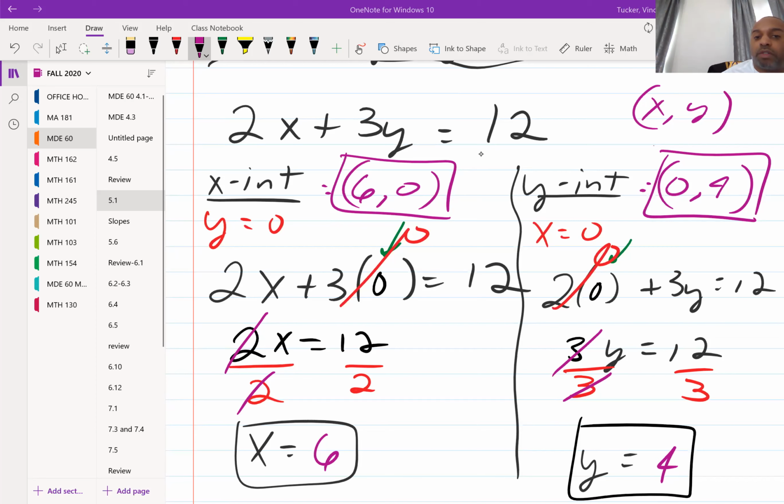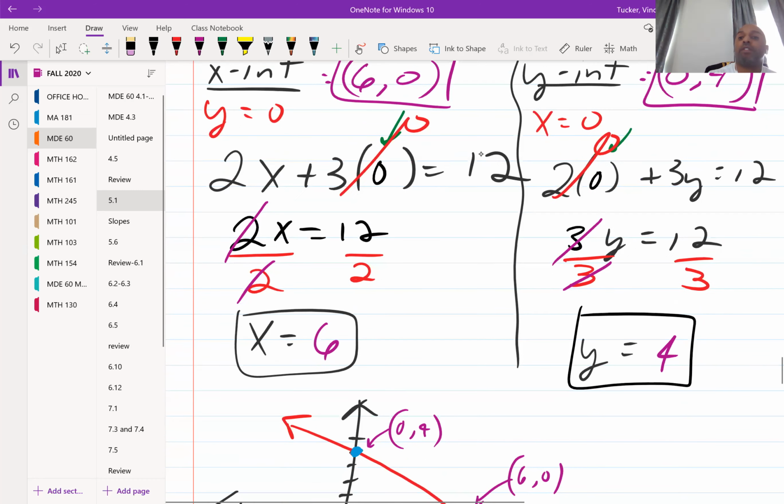All right, any questions on how we found the x-intercept and the y-intercept? Once again, with the equation they gave us, 2x plus 3y equal to 12, to find the x-intercept, we let y be equal to 0 and solve for x. To find the y-intercept, we let x be equal to 0 and solve for y.